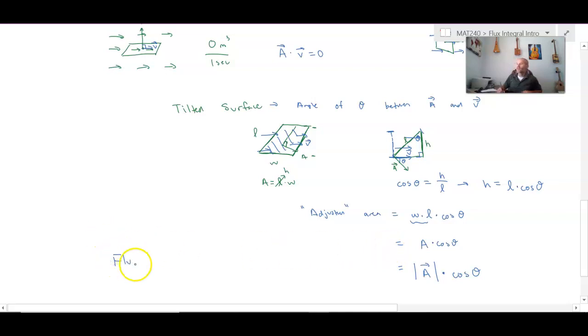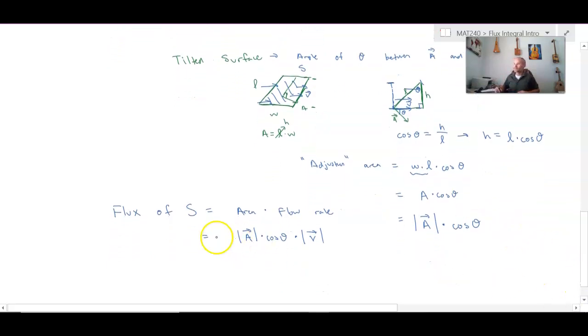So the flux of this surface, the flux of S, will be the area times flow rate. Well, the area we just established is the magnitude of the area vector times cosine of theta. The flow rate is going to be the magnitude of the velocity vector, assuming that those velocity vectors are constant, as we have assumed earlier on. Now I'm going to rearrange this a little bit. I'm going to write this as the magnitude of A times the magnitude of V times the cosine of theta. Okay, that's the flux of S so far for a flat surface with constant velocity vectors.